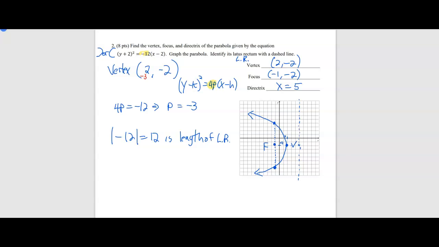We weren't requested to graph this directrix. I'm going to make it solid so that it doesn't interfere with the LR that they asked us to dash. But we have all the information requested, and this is our parabola conic section.